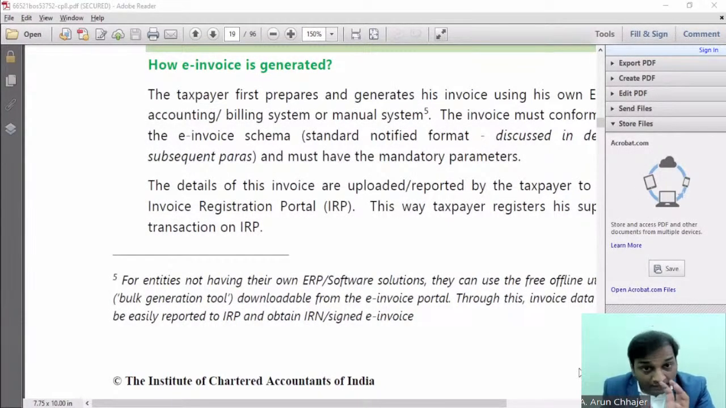Last topic, again it is important. Why is it important? Because it is a new topic and it is being asked multiple times: e-invoice, QR code, dynamic QR code. Theory questions are asked. What is the meaning of e-invoice? What is the benefit? What is the process? When it is applicable, when it is not applicable, etc.